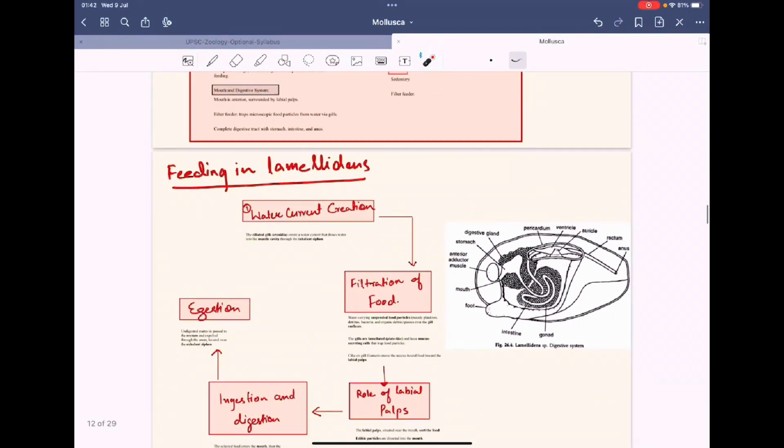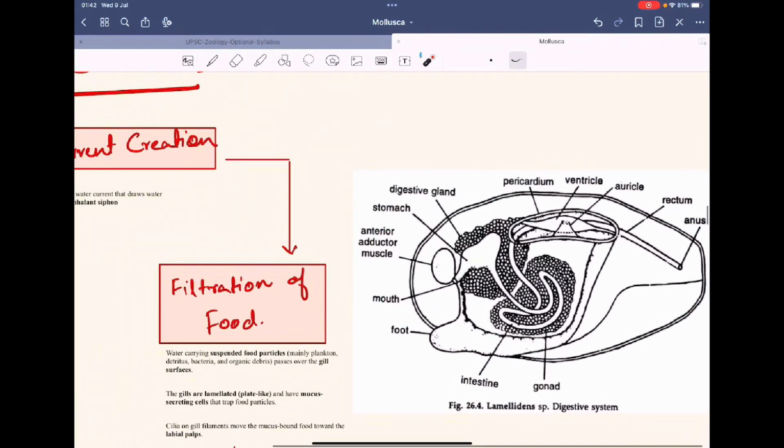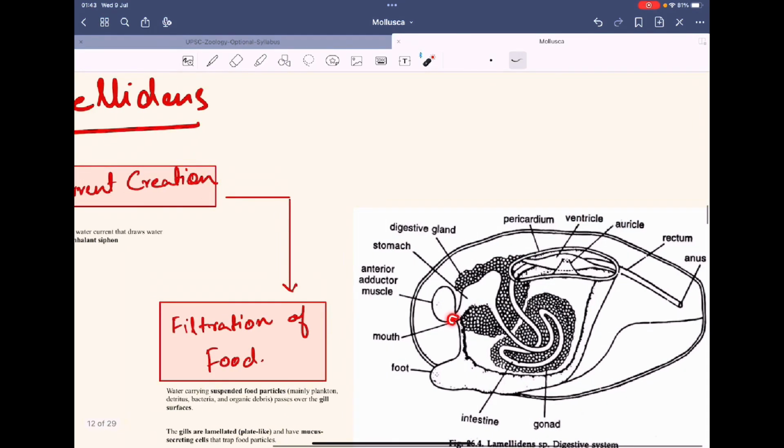Talking about the feeding in lamellidens, first of all, if you see closely inside, there is the digestive system. Inside the digestive system, this is the mouth, just adjacent to the anterior adductor muscles, and you can see the foot also here. From the mouth it goes on to the stomach. Around the stomach there are digestive glands. There is coiling of the intestines, and then it moves forward to the rectum and anus. So there is a complete digestive system.